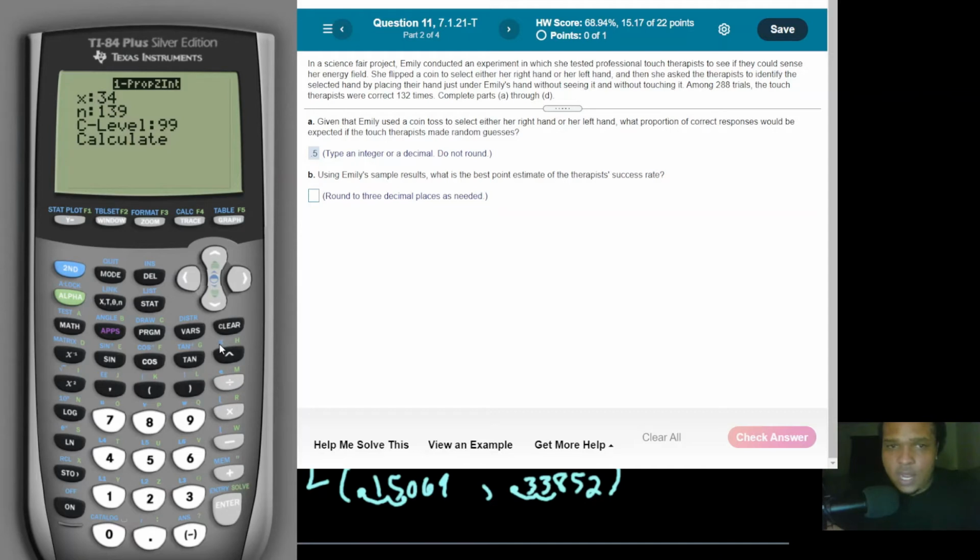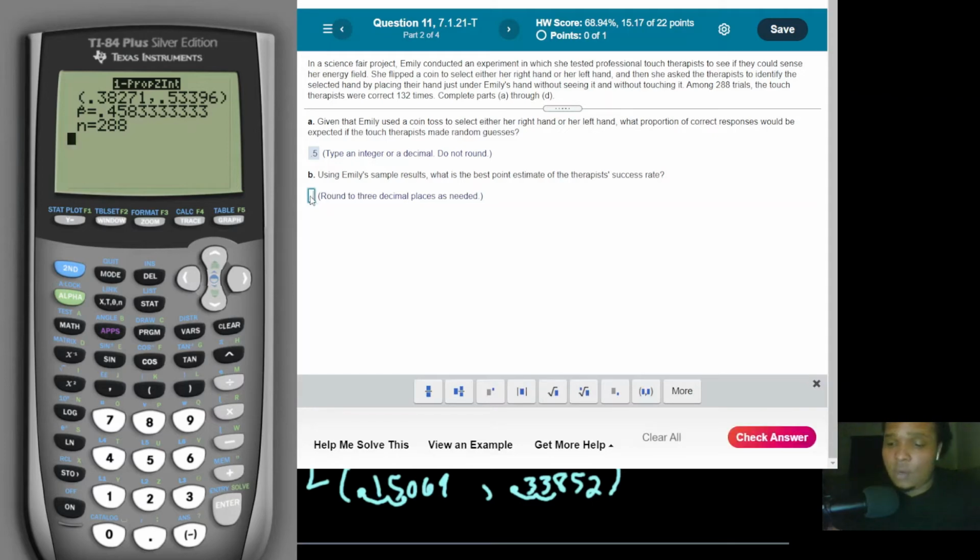Put your x as 132. Put your n as 288. For the confidence level, they didn't give us one yet. Maybe they'll ask us for 99 again, and we'll be ready. But no matter what you put in for your confidence level, your p-hat is always going to be the same. So we know it's going to be 0.58, and that's exactly what I'm going to put here.